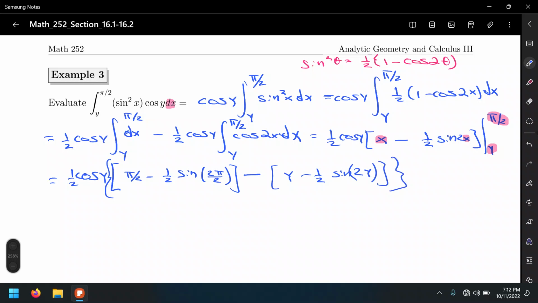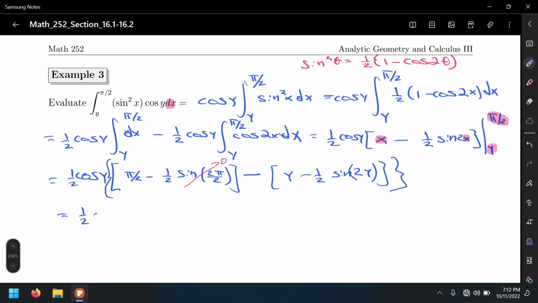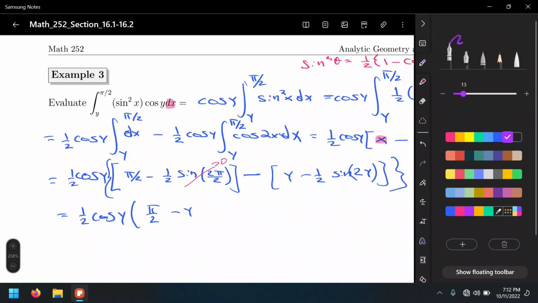Alright, so let's simplify these trigonometric expressions. Well, sine of 2 pi over 2, well, it's the same as saying sine of pi. And what's sine of pi? 0. And well, that's going to leave us only with the following. So the 1/2 cosine y times pi over 2 minus y, because we're essentially distributing the negative sign here, negative y, and minus minus, that becomes a positive 1/2 sine 2y.